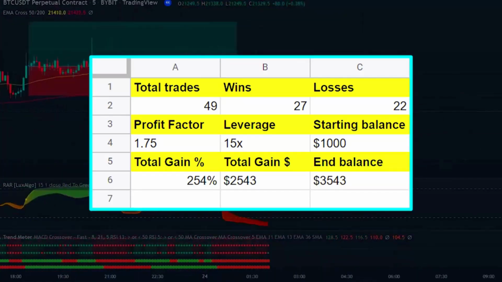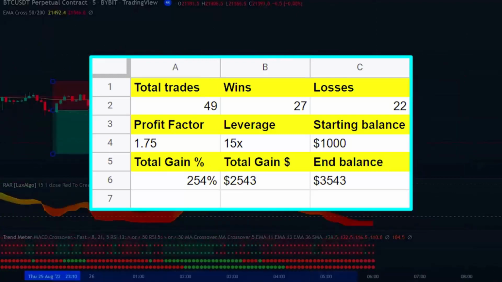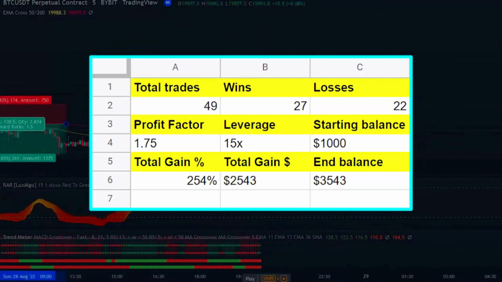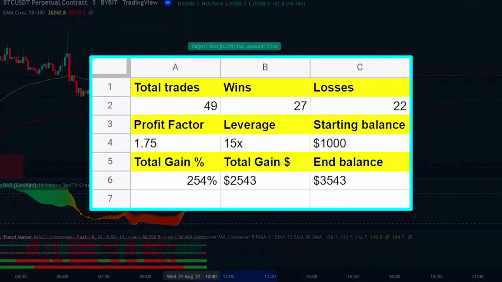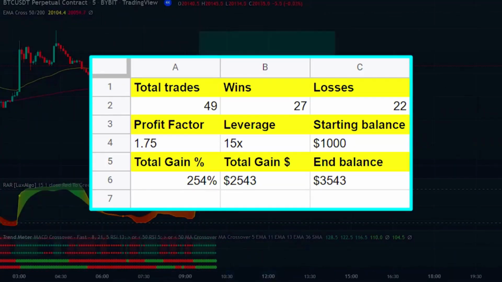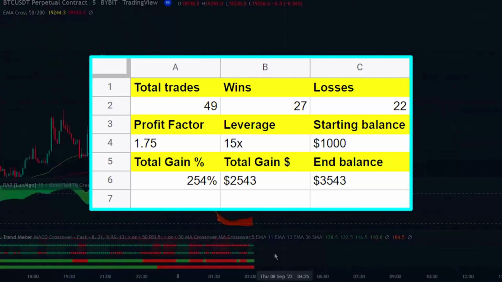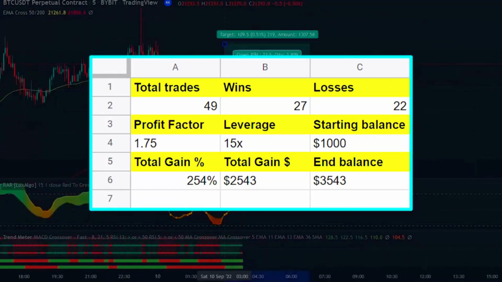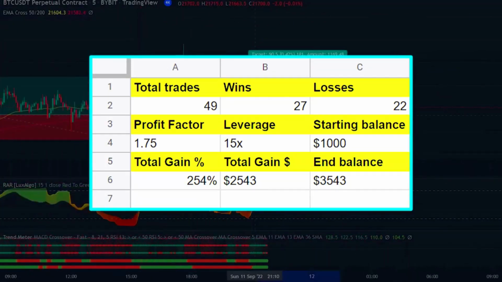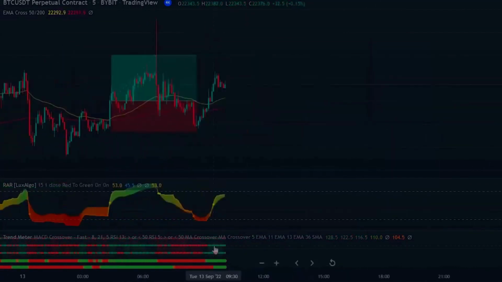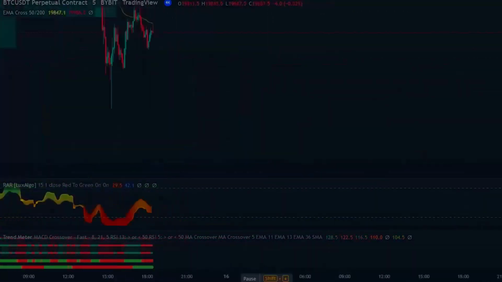With 15x leverage, we were able to profit $2,543 with a strategy starting with $1,000. This means that we made around 254% with the strategy. We can also see that we had 27 wins and 22 losses, which means that the profit factor was around 1.75. This is quite good for such a simple strategy.